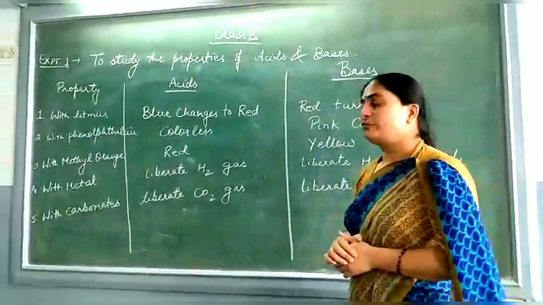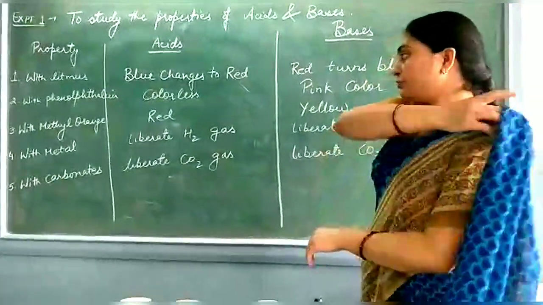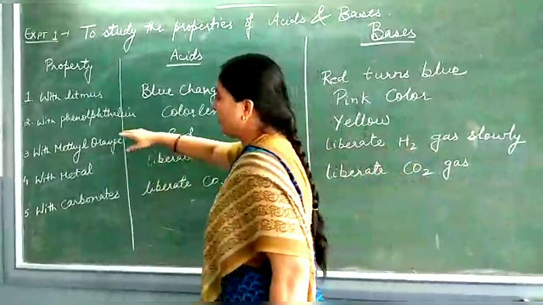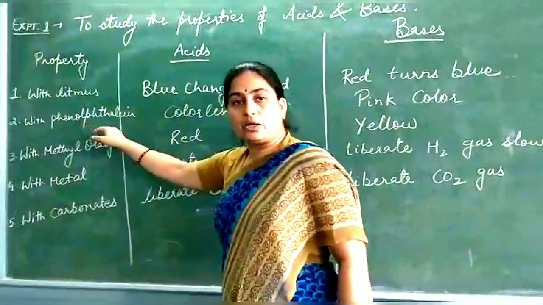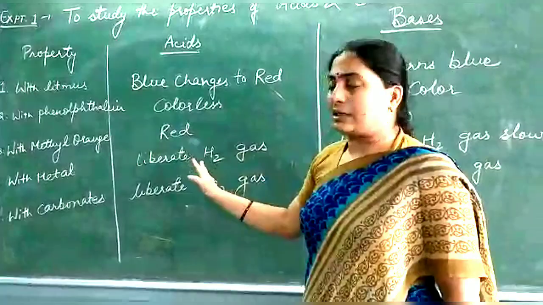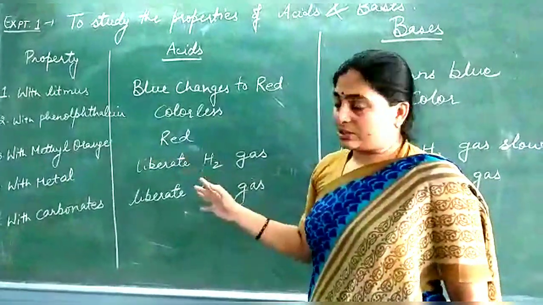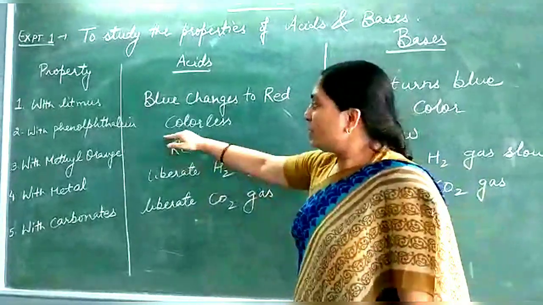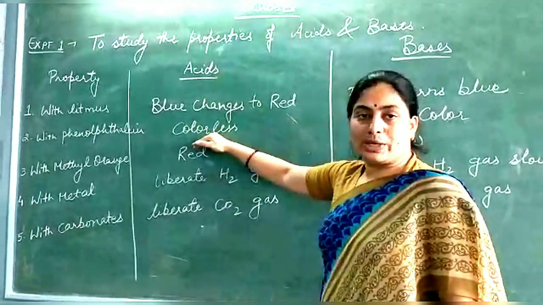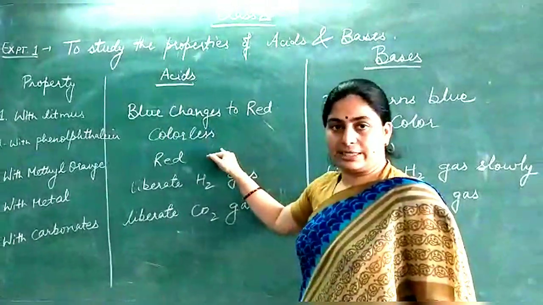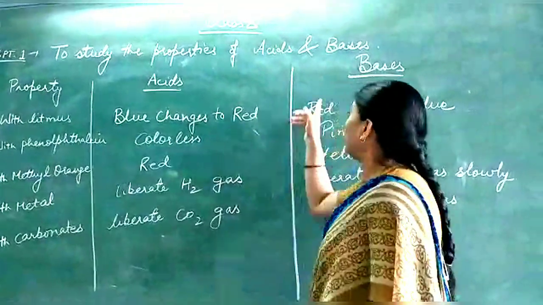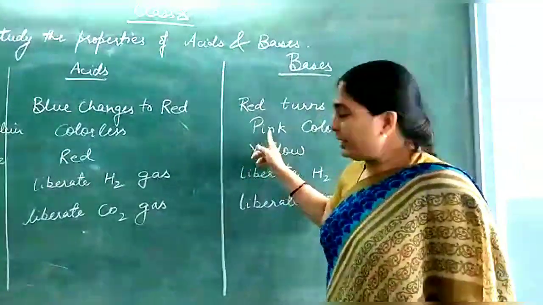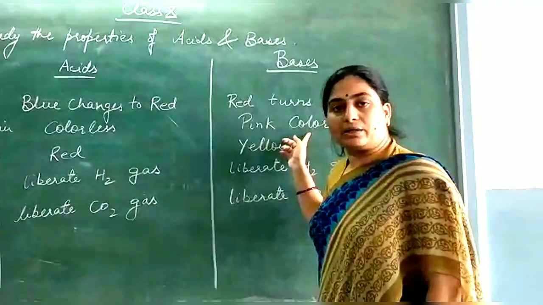Now we'll move to the second indicator, that is phenolphthalein. Let me tell you, the color of phenolphthalein is colorless. It has no color. It just resembles water. So in acids it will not show any change in color. It remains colorless in acids also. But when base is added to it, it changes its color to pink.